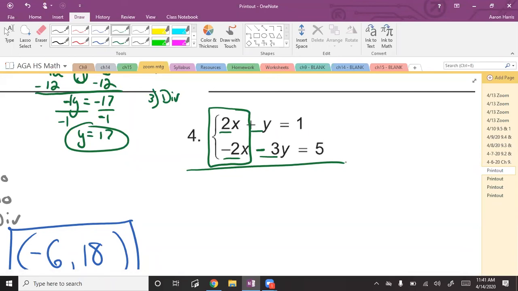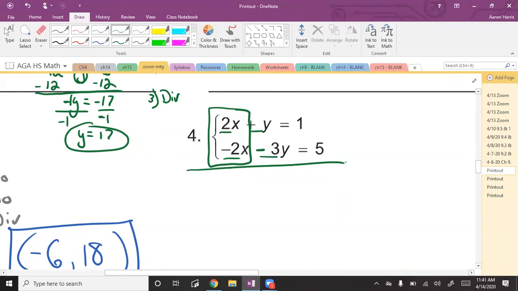The one next to the -2, -3. But if I add 2 and -2, what number do I go to? What's 2 minus 2? 0. If I'm going to eliminate something, I want to go to the number 0 because 0 times anything is what? 0. There we go.